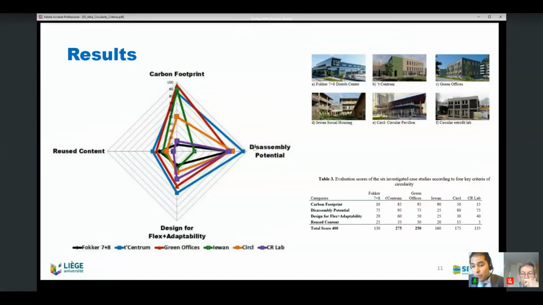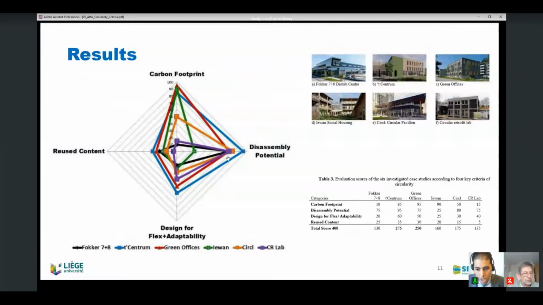The disassembly potential, we were surprised, is very high in most of the used projects, but unfortunately, the reuse content was very low, and also the ability to adopt in the future to different uses was also low in most investigated projects. And as you can see, I would assume the centrum was one of the most interesting projects regarding the performance.